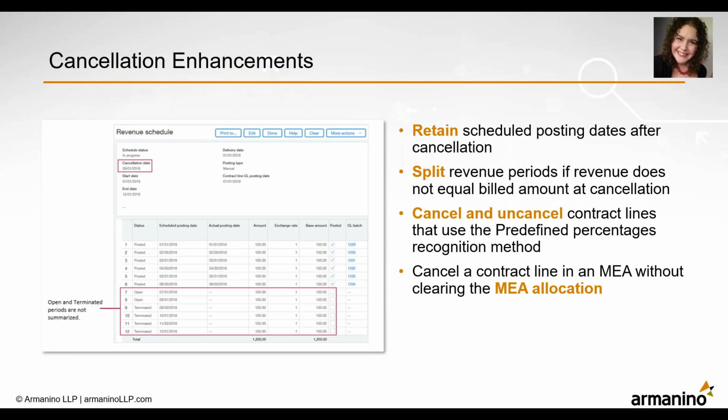So about the last item, canceling a contract line in an MEA without clearing the allocation. Previously, if you wanted to cancel a contract that participated in the allocation, you had to clear it first and then redo it. So now what you want to do is, before canceling the contract line, create the new MEA allocation that excludes the one you're planning on canceling and use an effective date that's equal to or prior to the cancellation date. And then cancel the applicable contract line. So in that way, you can use the duplication feature.